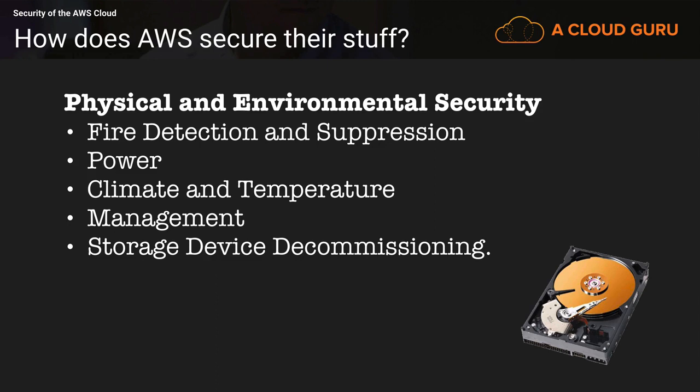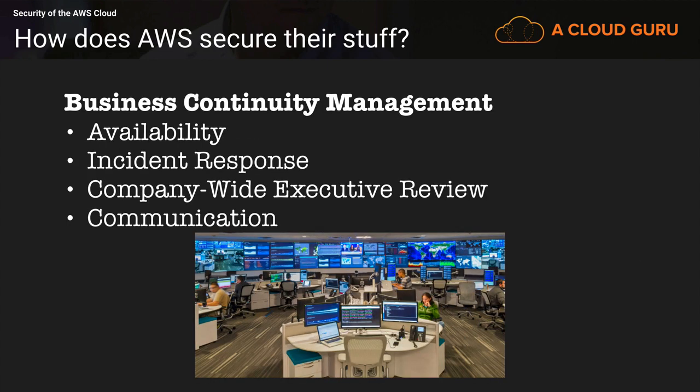So AWS do put a lot of time and effort and money into physical and environmental security, as you would expect. They also have business continuity management. This is essentially an operations center that monitors things like availability and incident response. They then do company-wide executive reviews when there has been an incident, and they try to communicate issues out to customers, both through the Service Health Dashboard and what actually caused the problem.